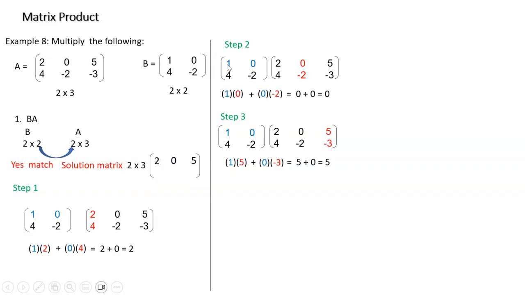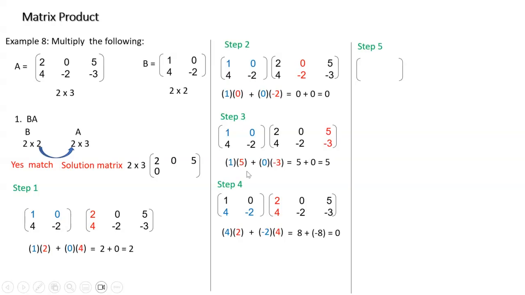Right? Since we're done with the first row times every column, step 4 means now we're going to do row 2. Row 2 times every column. So let's start with row 2 times column 1. So 4 times 2 is 8. Negative 2 times 4 is negative 8. So we add them, it's going to give us 0. The 0 goes on the second row, first column.